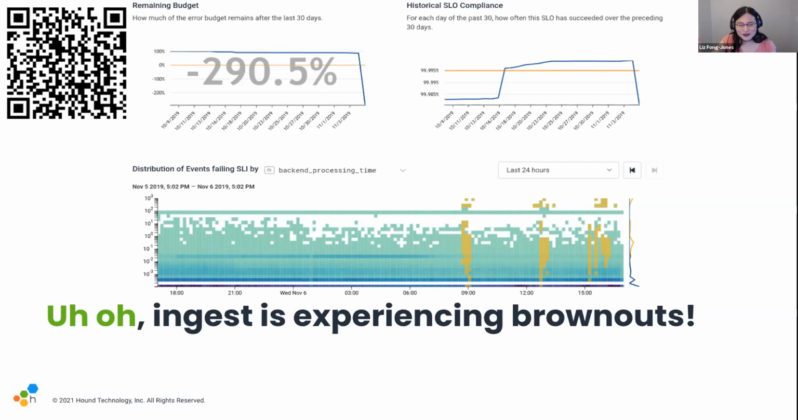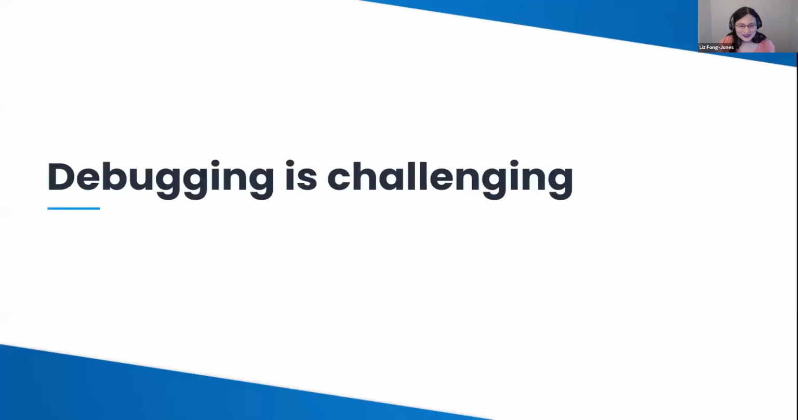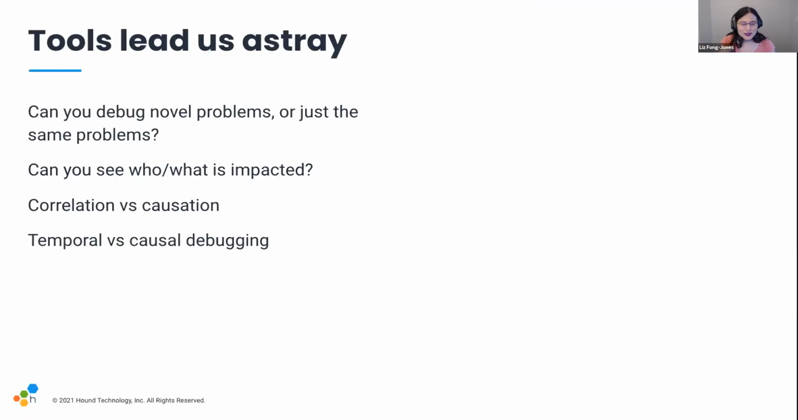So let's talk about some of the theory of this. Why does this happen? I think debugging is really challenging because we're faced with having to make seat of the pants decisions based off of incomplete information. I think the causes are kind of threefold.